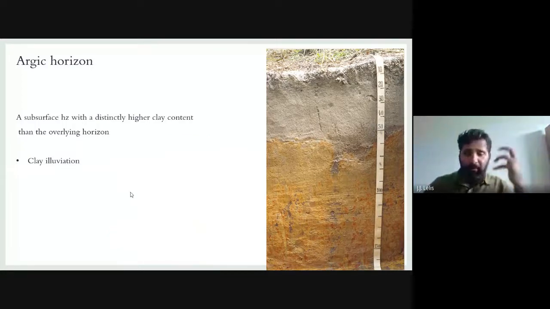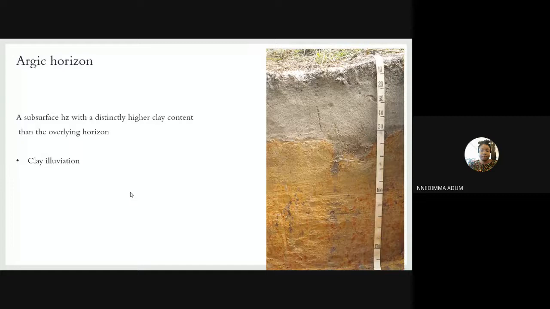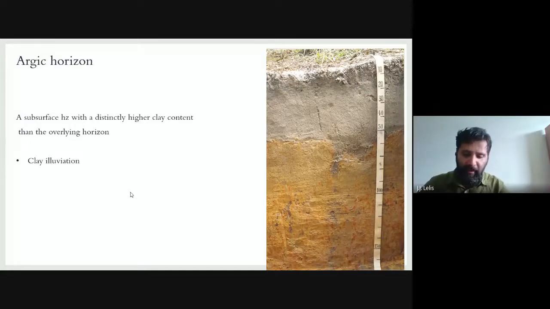So migration of water is also related to migration of clay particles, and this could change the texture of the surface and subsurface horizon, producing a clay-rich subsurface horizon. Okay? Okay, very good. Another process that is very important is clay elutriation.